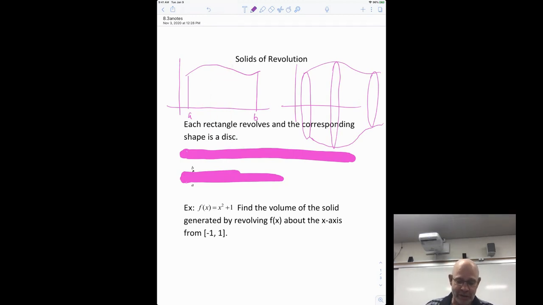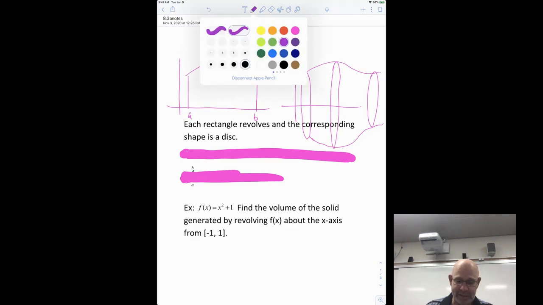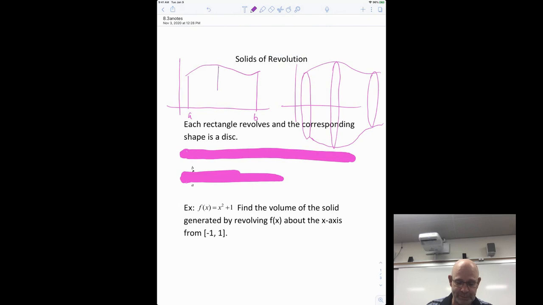So what I'm going to do is take this rectangle. This is why that one rectangle is important. So remember, there's infinitely many of these rectangles. We're going to take this shape, we're going to revolve it around either the x-axis or the y-axis. And we're going to make a shape.